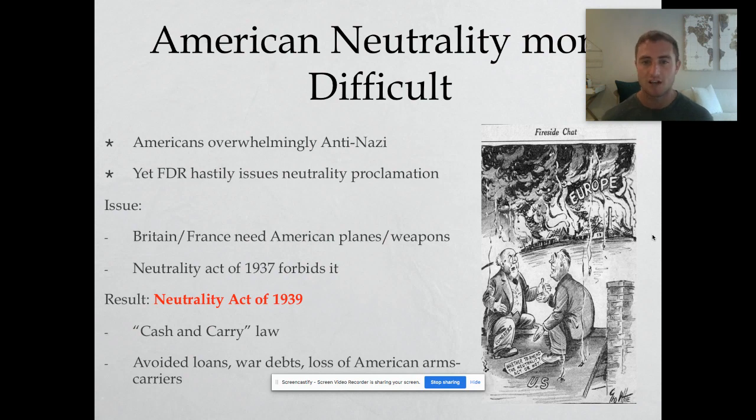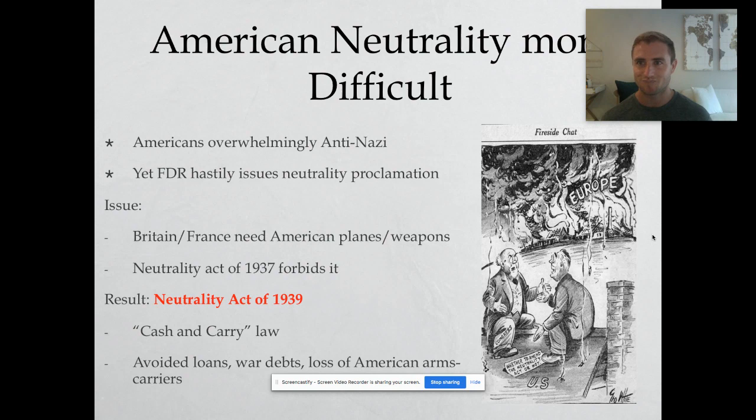He's criticized for saying that the Nazis are dangerous and that they need to be dealt with, and that Imperial Japan is dangerous and needs to be dealt with. And so Britain and France desperately need those American planes and weapons, and yet the Neutrality Acts forbid them. And so the one change that does occur after World War II commences is the cash and carry law, which says if you pay cash and you come and you get them yourselves, you can buy weapons from the United States.